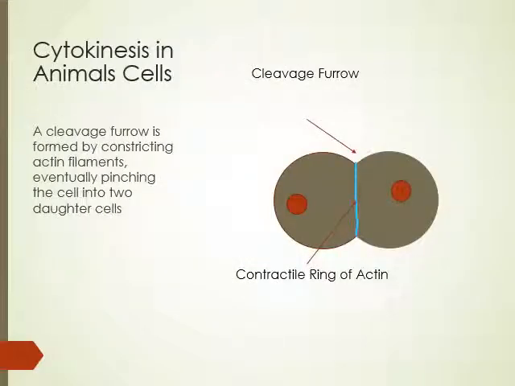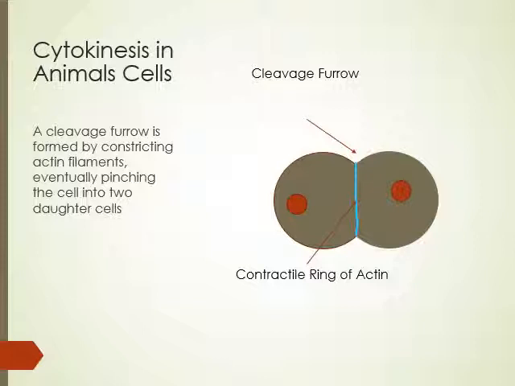Throughout the whole process, cytokinesis is occurring. Cyto meaning cell, kinesis meaning movement. So the cell is splitting. It begins to split in prophase and finishes splitting in telophase.